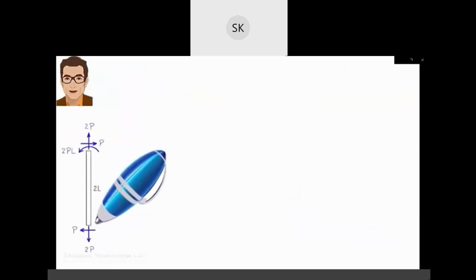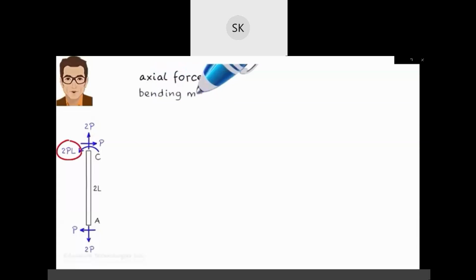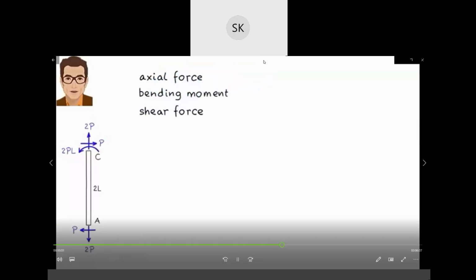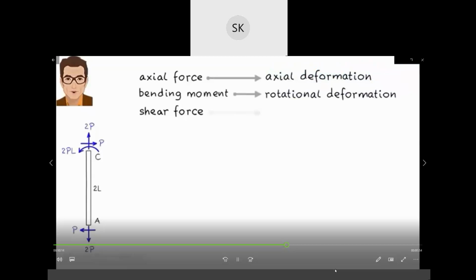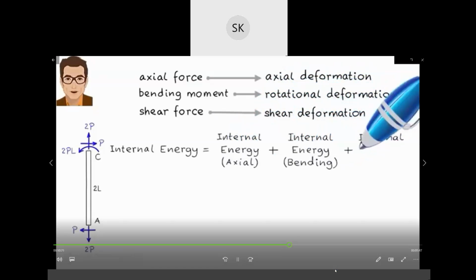Next, we examine member AC. The member is subjected to three internal forces: an axial force, a bending moment, and a shear force. Each force causes a unique deformation and therefore contributes to the total internal energy of the member. The axial force causes axial deformation, the bending moment causes rotational deformation, and the shear force causes shear deformation. So, the internal energy of the member can be written as the sum of three terms.